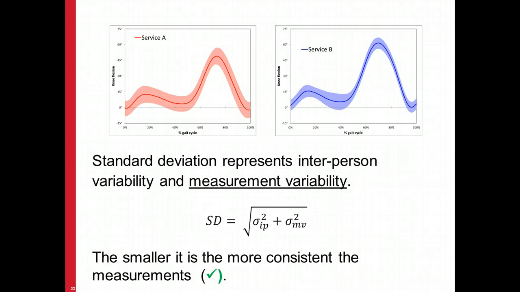The standard deviation tends to be fairly constant across the gait cycle, so the average standard deviation is a good summary statistic. And if we calculate that for these two different laboratories, you'll see that there is evidence that the blue laboratory is making more consistent measurements than the red laboratory.